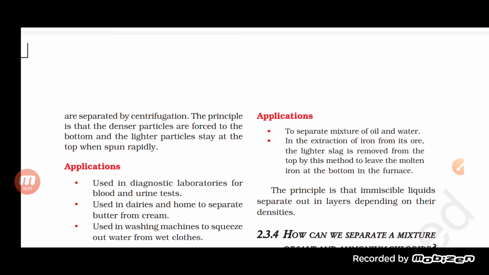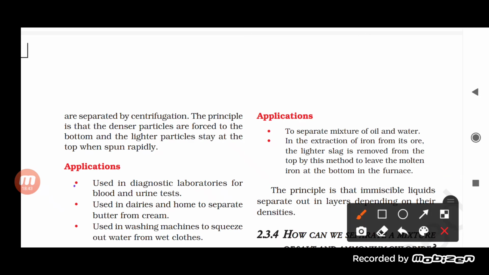Now, applications. It is basically used in diagnostic laboratories for blood and urine tests. So if you want to see anything in the urine, obviously the process of centrifugation is used for that, by which we can separate the different components which are part of the urine. It is used in dairies and at home to separate butter from cream. Obviously we have seen that with the help of the churner, mother prepares dairy products in the home.